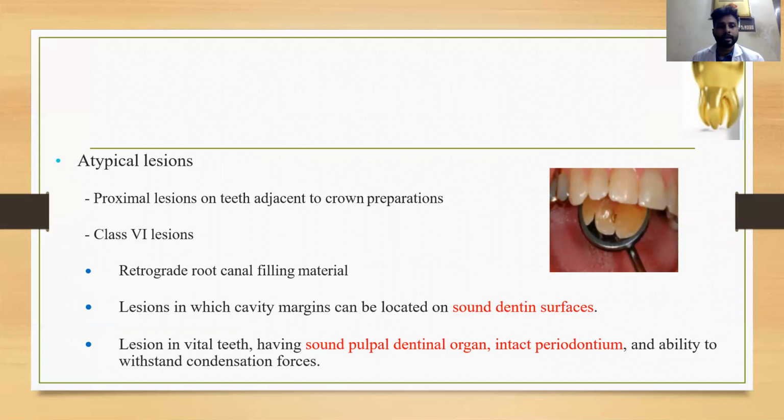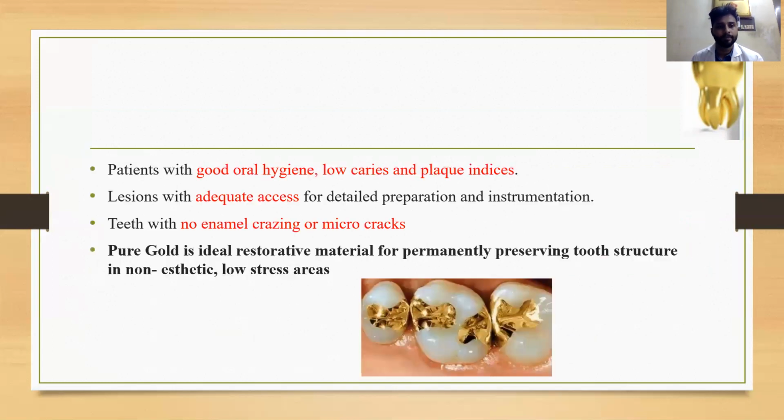It is also indicated in atypical lesions such as proximal lesions on teeth adjacent to crown preparation, class 6 lesion, retrograde root canal filling material, lesions in which cavity margins can be located on sound dentin surfaces, and lesions in vital teeth having sound pulpal dentinal organ, intact periodontium, and ability to withstand condensation forces.